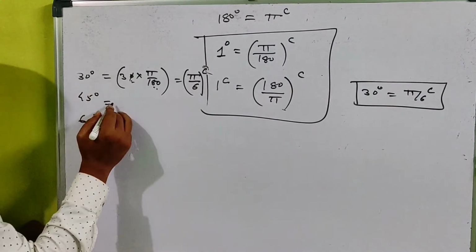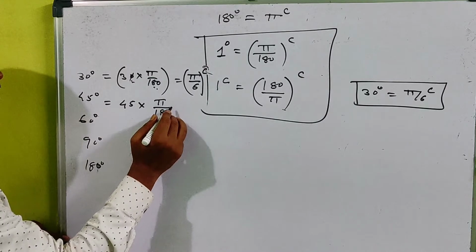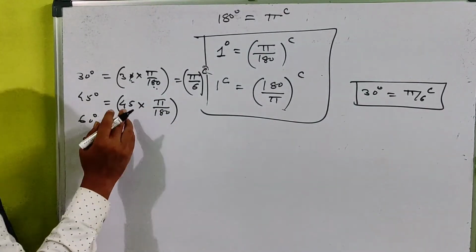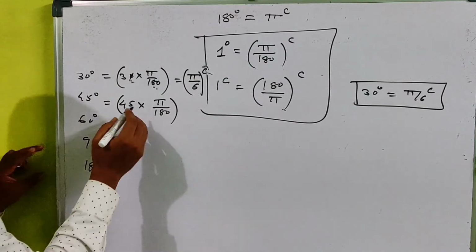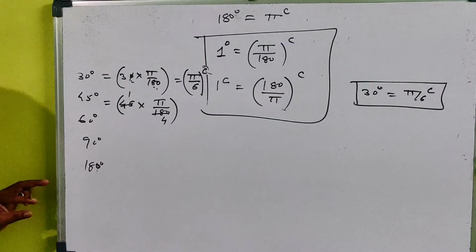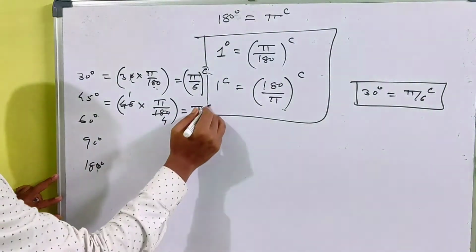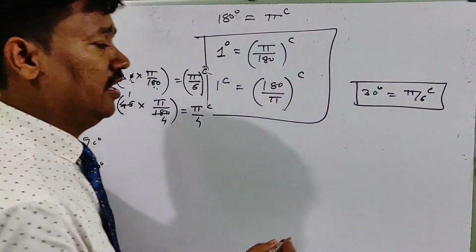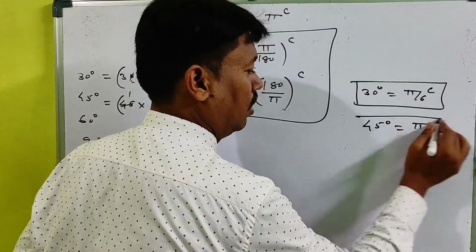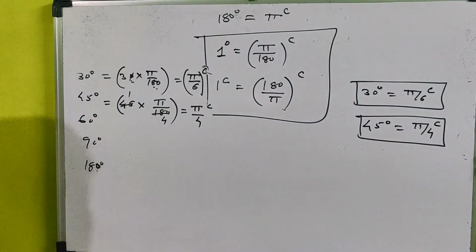Similarly 45 degree है, मतलब 45 को आपको multiply करना है. 45 multiply by pi by 180. Now 45 से divide कर लो तो क्या आएगा? 4 180 होता है, मतलब your answer will be pi by 4. So pi by 4 मतलब 45 degree is pi by 4 radian. That is 45 degree is nothing but pi by 4 radian.